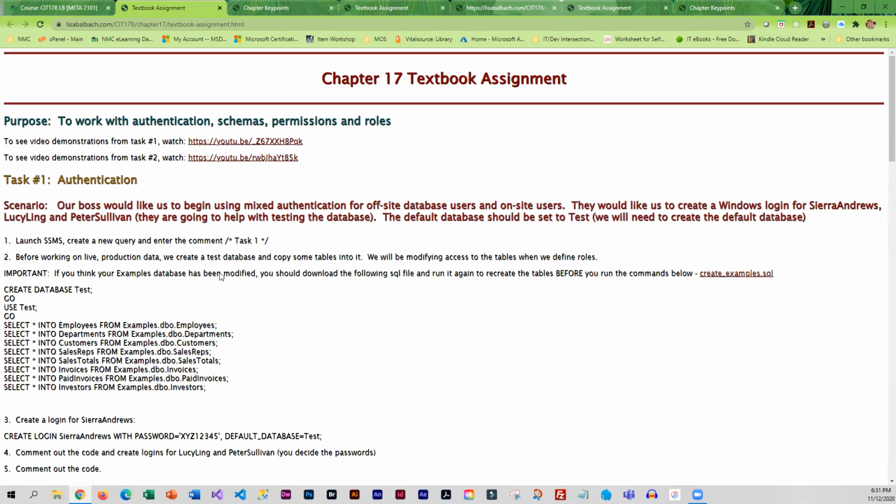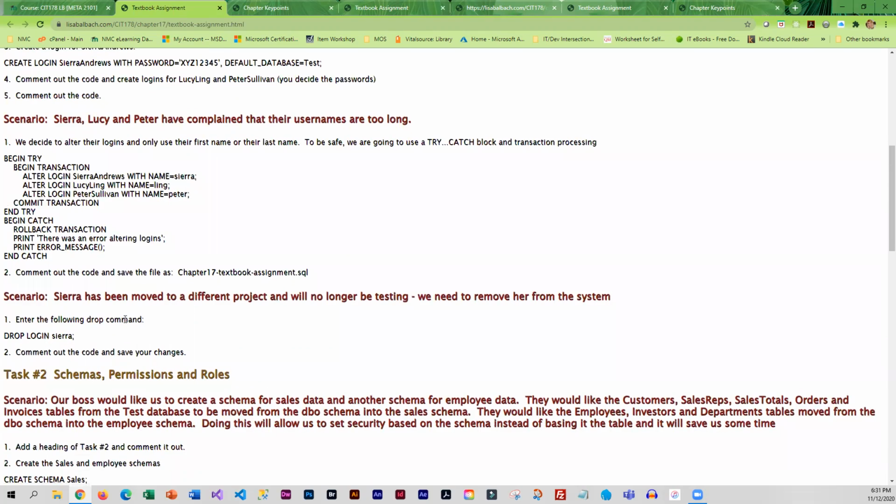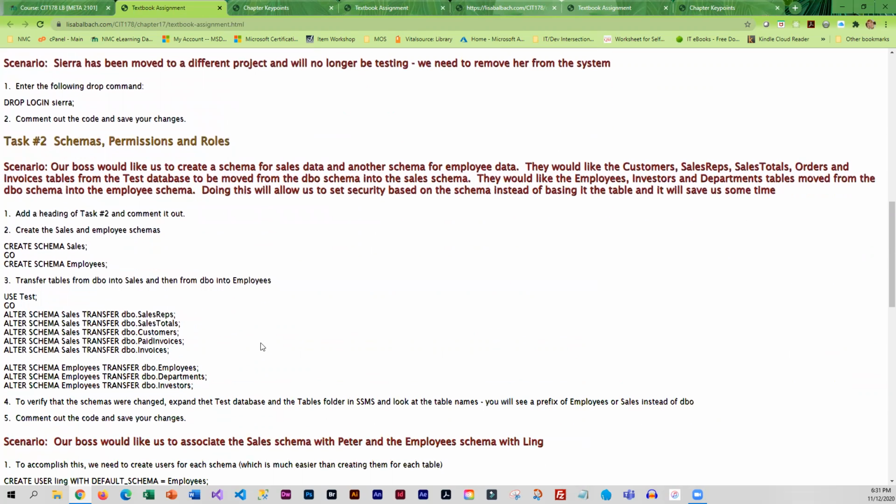So going through chapter 17, the textbook assignment, is really important because it will help you understand all of those security concepts that you're reading about. It's kind of hard to understand and remember them unless you work with it. So you are going to be creating users and you're going to be assigning passwords to them. You will be actually creating schemas.